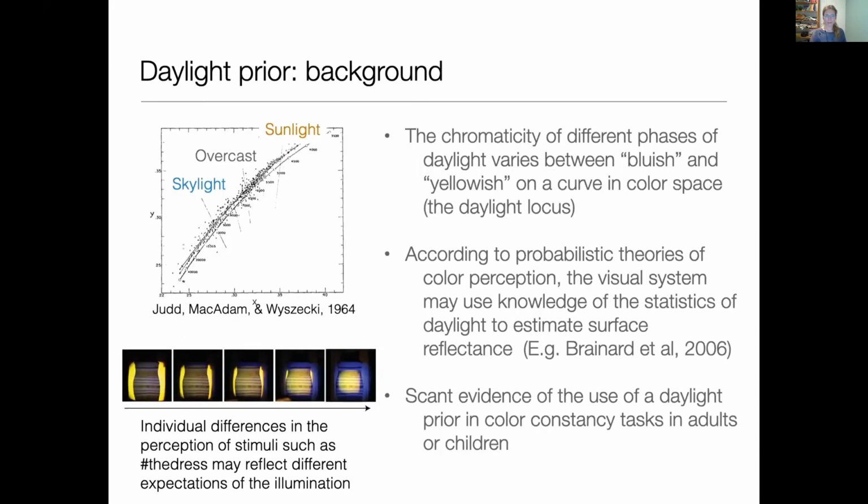This again refers back to what Anya was explaining about daylight. Daylights vary from bluish skylight to yellowish sunlight, so there is a constraint in the variation of daylight. It's possible that the visual system has learned this variation, either in species development or individual development, and that we might use this knowledge to infer surface reflectance. But there is not very much direct experimental evidence on this, though some phenomena such as the dress and the individual variation in the dress might be explained by different expectations about the illumination.